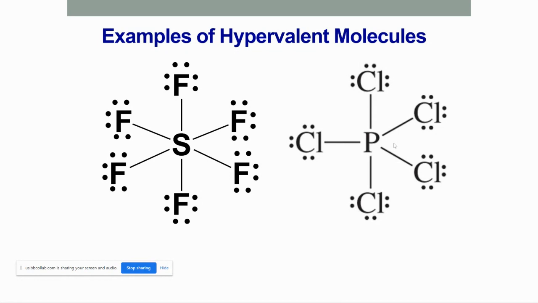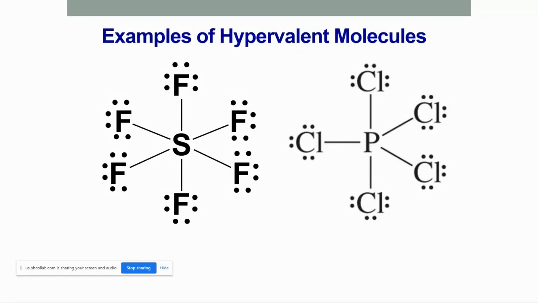But let's count the number of electrons around sulfur and phosphorus. If you count that, what you're going to notice is sulfur has 1, 2, 3, 4, 5, 6, 7, 8, 9, 10, 11, 12 valence electrons surrounding it, which says that this is an example of a hypervalent molecule. If you look at phosphorus, same thing. Each bonding pair counts for 2 valence electrons. I have 5 bonding pairs. That's why the phosphorus atom in phosphorus pentachloride has 10 valence electrons.